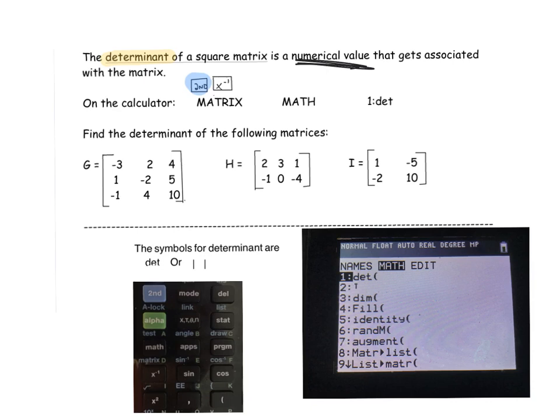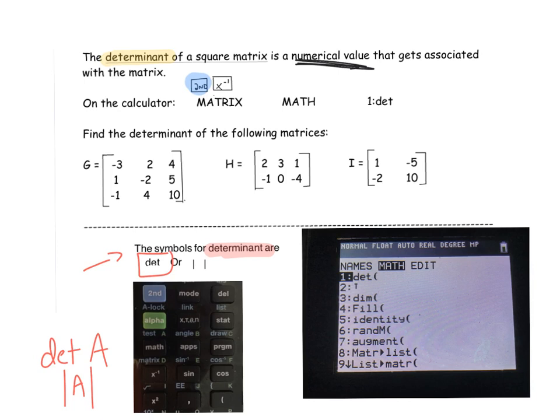And the symbol for finding the determinant is either DET. So I could ask you to find the determinant of matrix A by writing the determinant DET of matrix A. Or I could say, here's matrix A, I can write it in absolute value bars, and that's another symbol for the determinant.